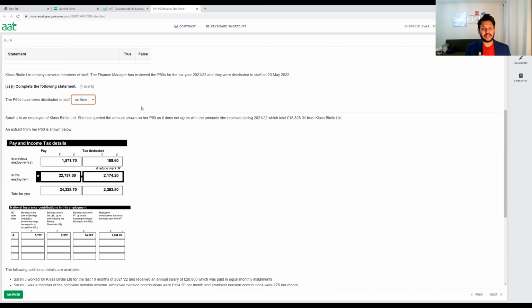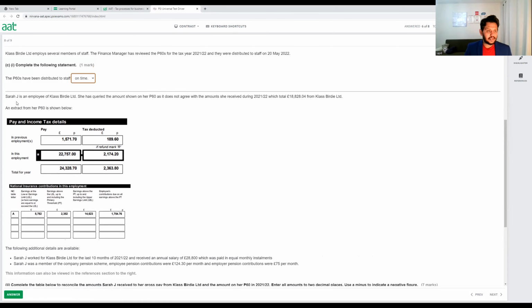On the following year. So if it is the 2021-22 tax year, the P60 will be generated on 5th of April 2022. From that day, you have time till 30th of May, and by this time, you have to definitely give this P60 to your employees, printed, by email, whichever way is suitable. No restriction for that.